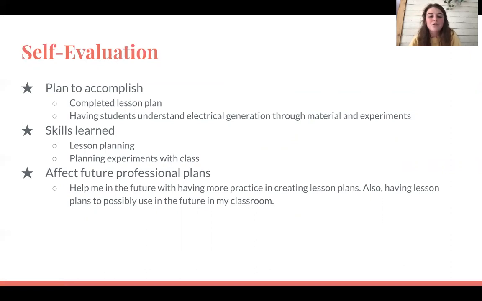And then affecting future professional plans. It will help me in the future with having more practice creating lesson plans, and also having lesson plans to possibly use in my future classroom. Because if this is a good lesson plan, there's no reason I couldn't use it one day in the future. So that is very exciting.